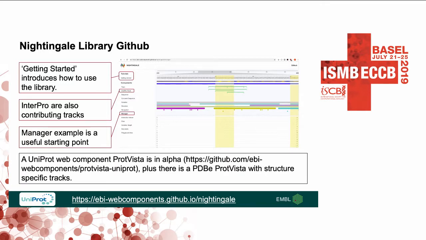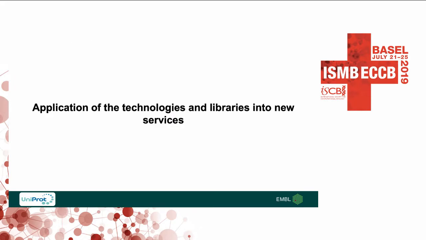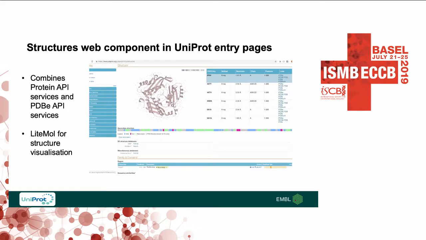And we are creating a new alpha release version of the ProtVista, which will be based on the web components. There is already ProtVista for PDB, which has specific protein structure tracks, which is an extension on that. And again, that is available under their GitHub if you want to get it. So to finish off, I'm just going to show you some quick examples of how we're using web components currently in the website and how we might use them in the future.